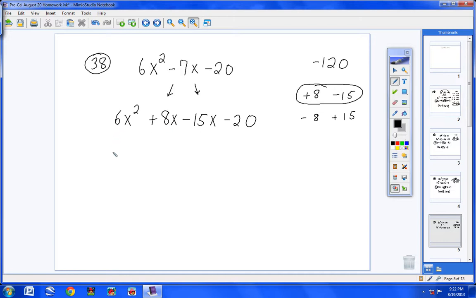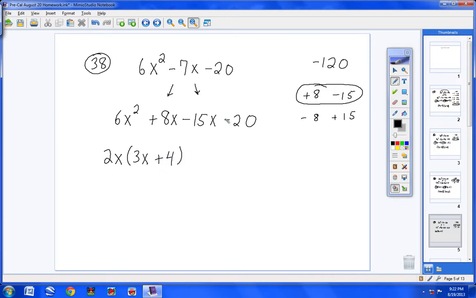And now let's factor out what's common in the first two terms. What goes into 6 and 8 evenly? Well, a 2 does. And they both have an x. I can pull one x out. And so 2x times 3x would give me 6x squared. And 2x times 4 would give me 8x.